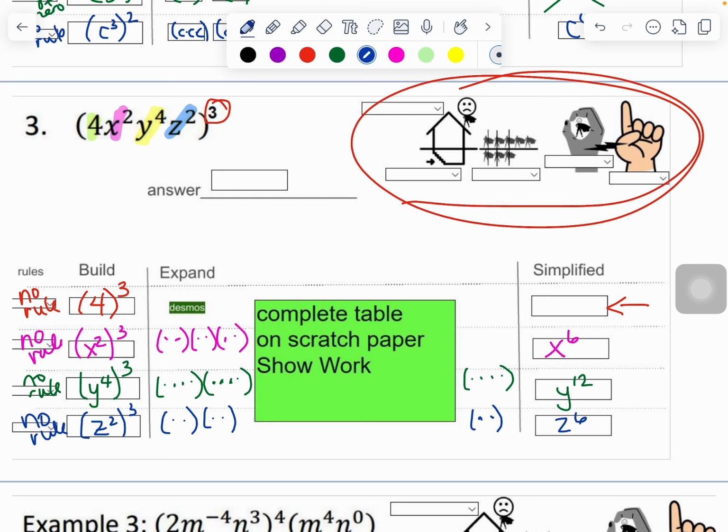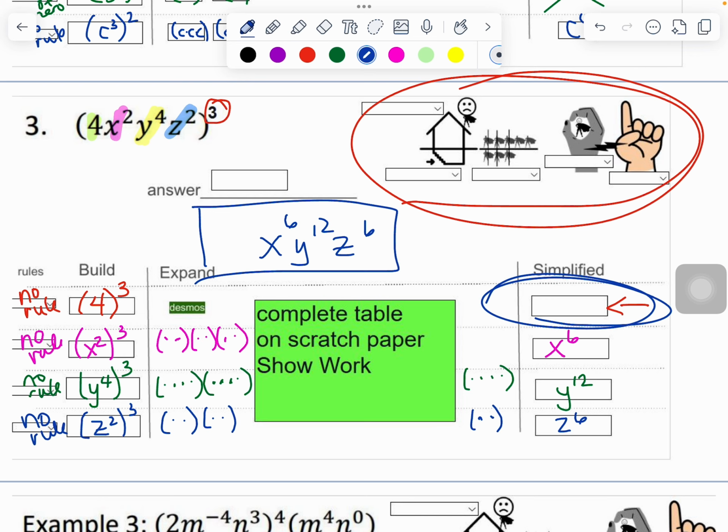So your final answer should be X to the 6, Y to the 12, and Z to the 6. But you've got to figure out what that number was using your calculator. You just type in 4 to the power of 3 and put that number in front.